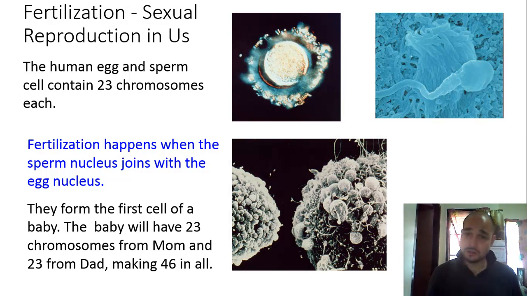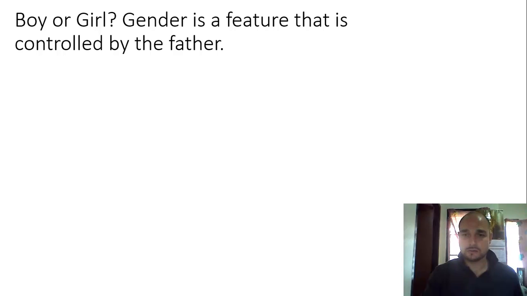And here is a picture of sperm. They're in a battle. Which one is going to fertilize the egg first? Because only one gets to fertilize the egg. Okay, boy or girl. Gender is a feature that is controlled by the father.